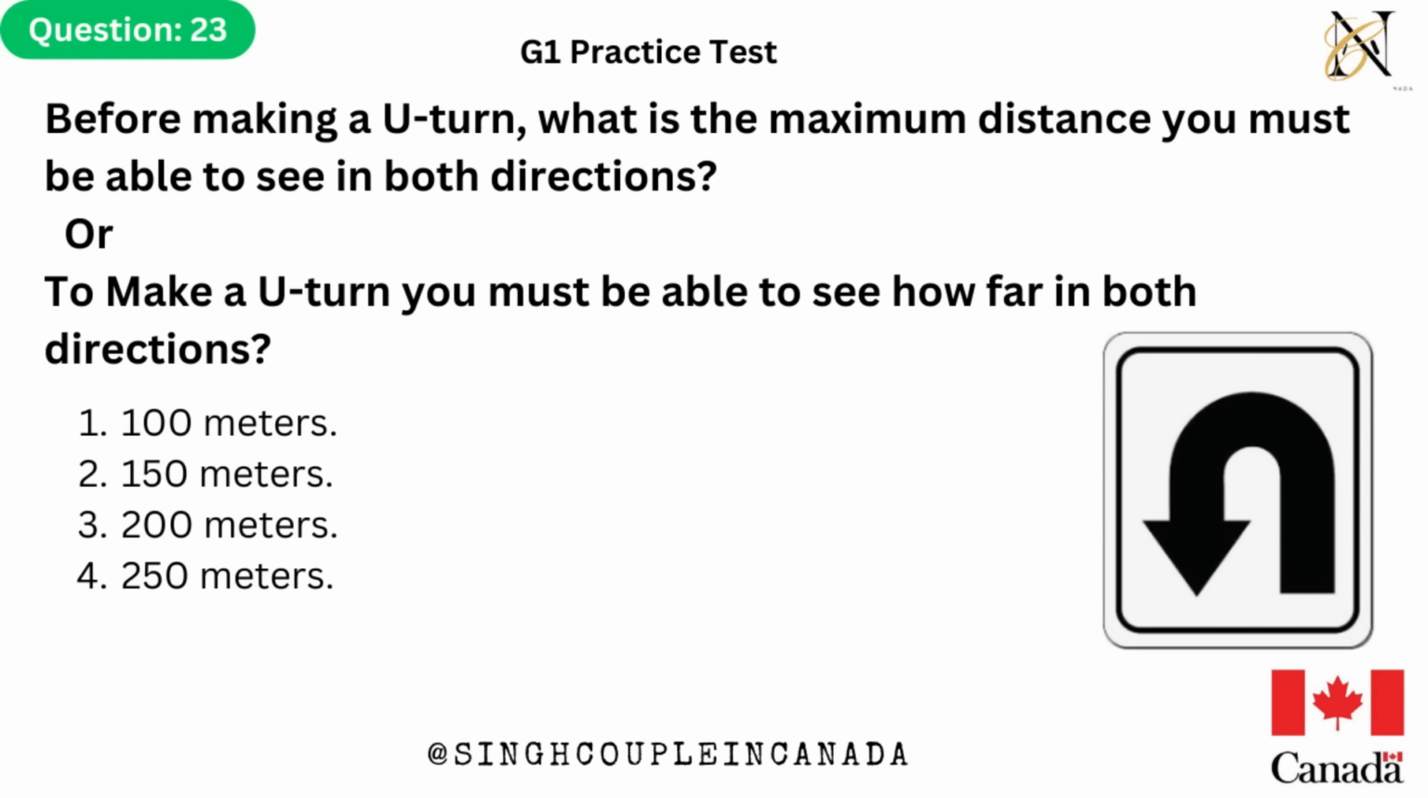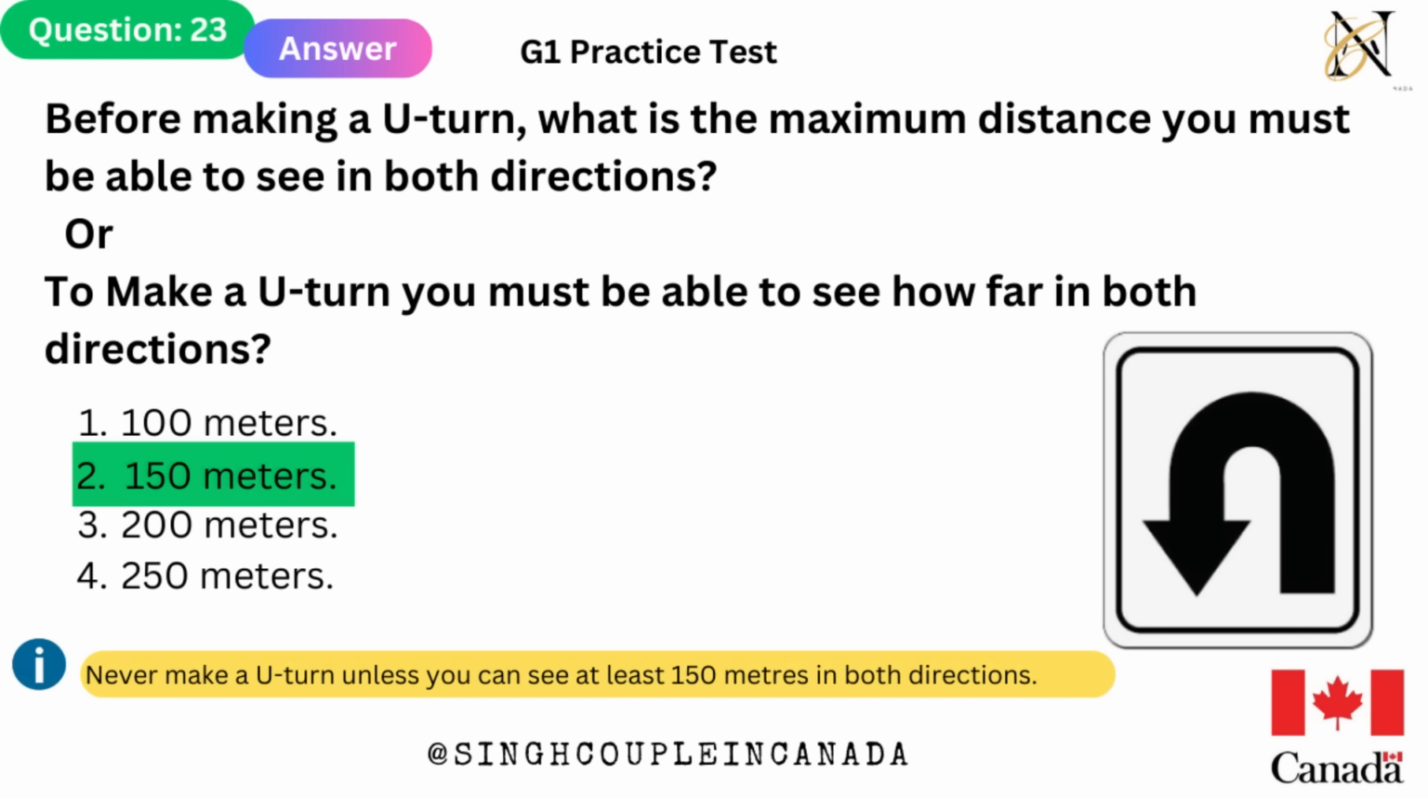Before making a U-turn, what is the maximum distance you must be able to see in both directions? Or to make a U-turn you must be able to see how far in both directions? 1. 100 meters. 2. 150 meters. 3. 200 meters. 4. 250 meters. The answer is 2. 150 meters. Never make a U-turn unless you can see at least 150 meters in both directions.